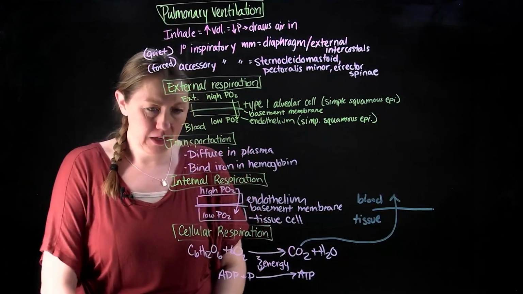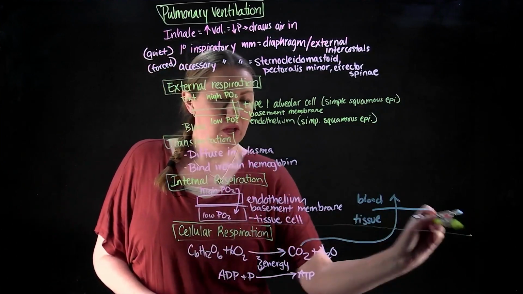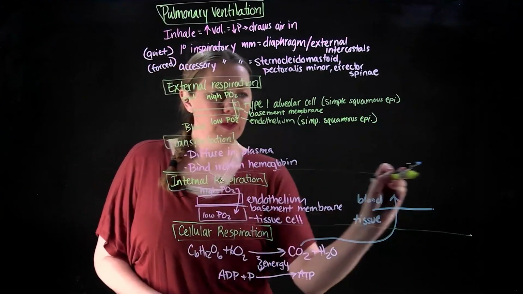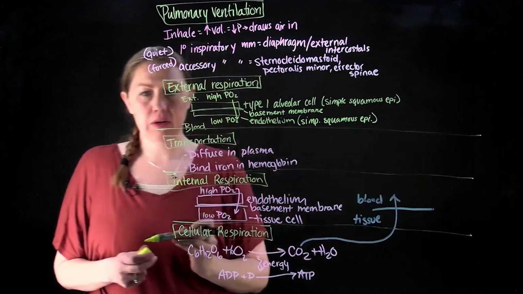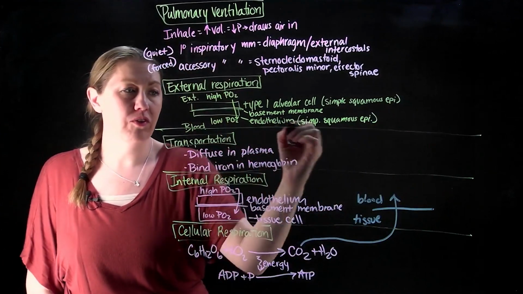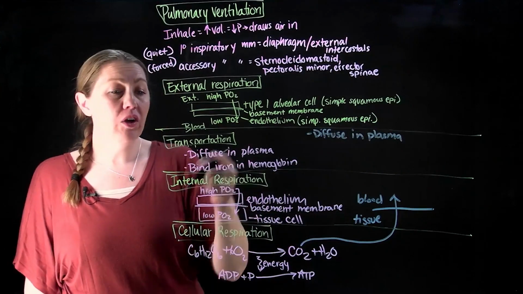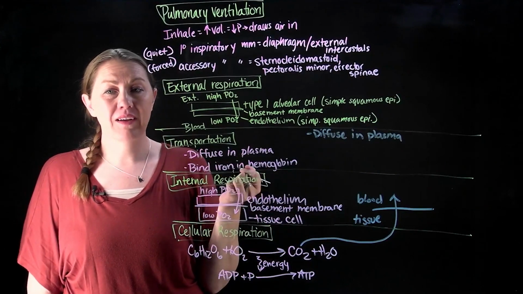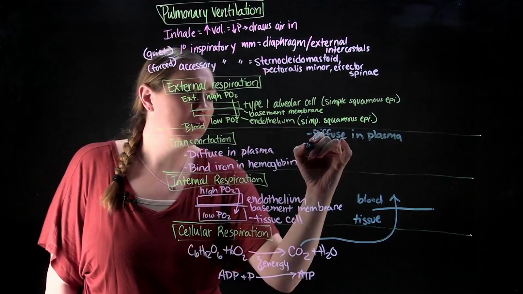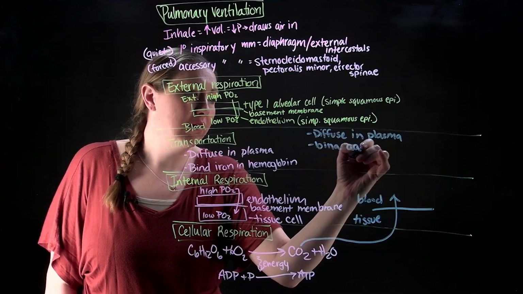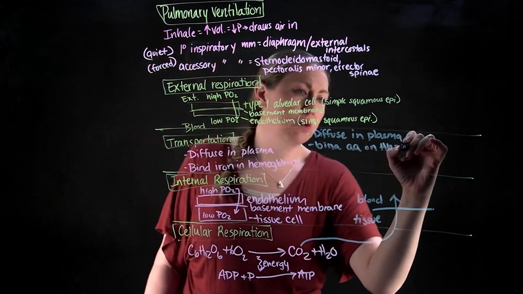So if we're keeping track here, we just did internal respiration. Now we're going to do transport. With transport, CO2 could also diffuse. Not its favorite way. It could also bind onto hemoglobin, but not the iron. The iron's the assigned seat for oxygen. So what we're going to do is bind amino acids on hemoglobin, which makes something called carbaminohemoglobin.